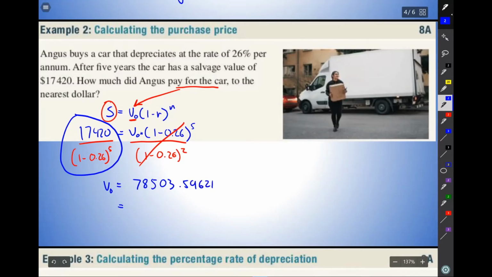And the question asks you to answer to the nearest dollar, so we'll round off and the answer is $78,504. That was what the car was initially purchased for.